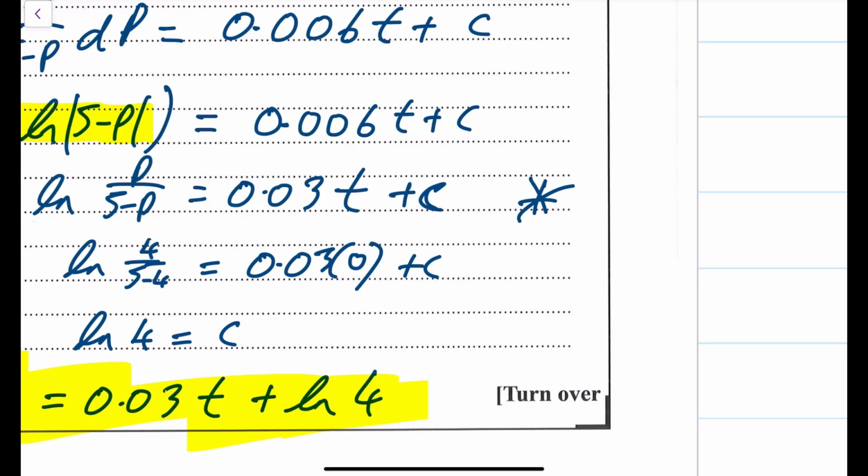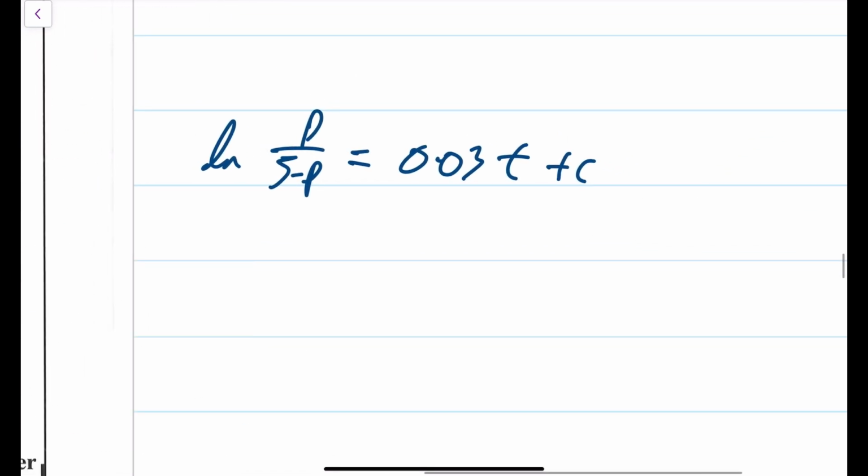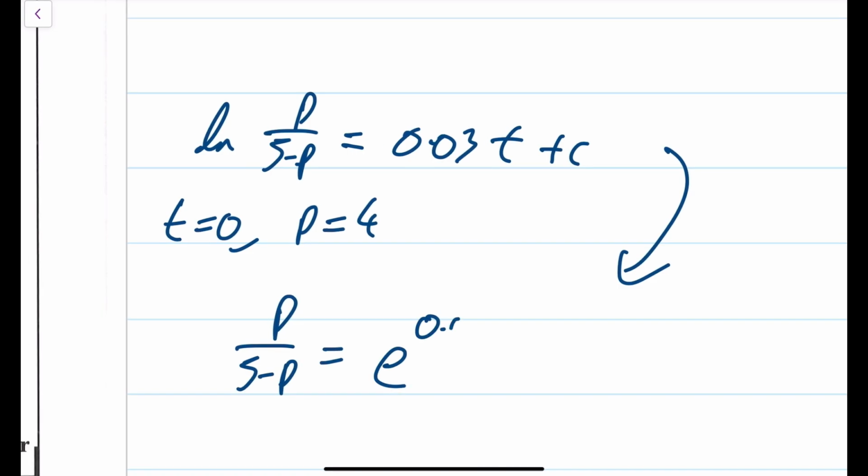Ln of p over 5 minus p is equal to 0.03t plus c. And they tell you when t is equal to 0, p is equal to 4, but we're not going to use that just yet. So that's what we're going to use in a minute. But before that, I'm going to write this as p over 5 minus p, and the inverse of doing ln is e to the power of, so 0.03t plus c.